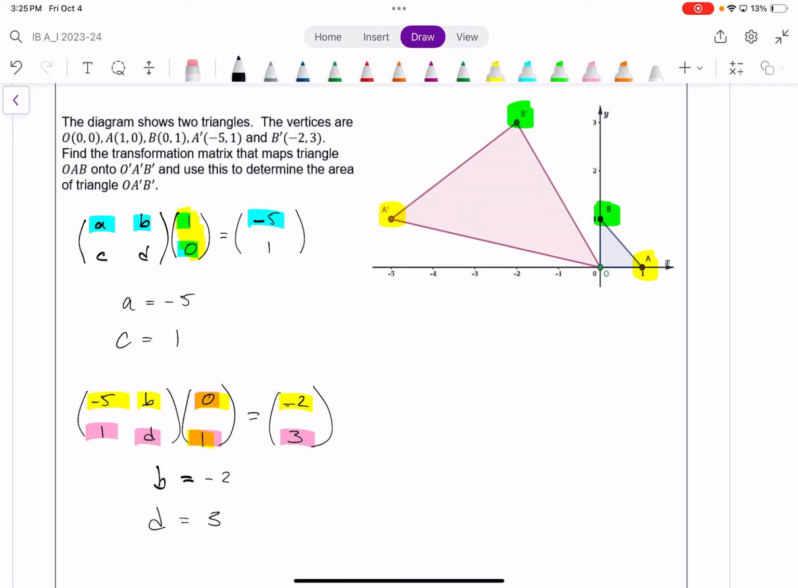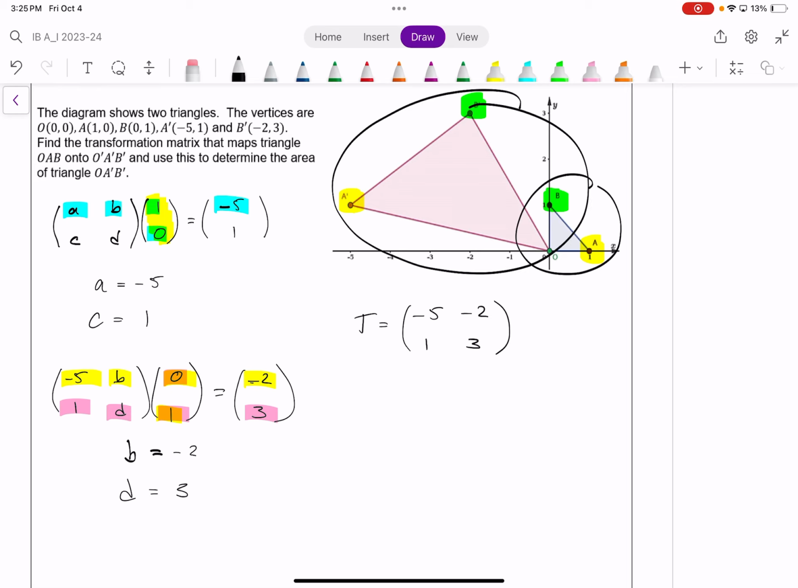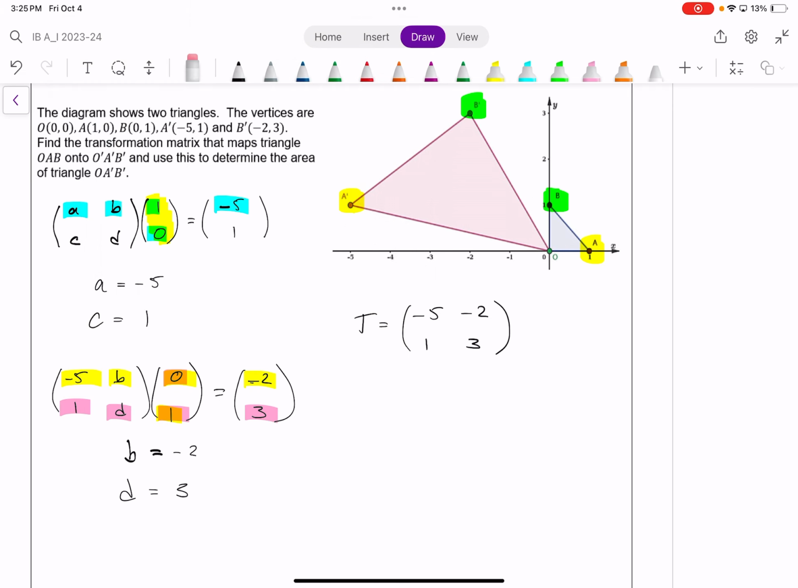And notice I now know my entire transformation matrix. So I'll just say T, my transformation matrix, I now know is -5, 1, -2, 3. And that will perform the transformation to go from here to here. Lastly, the question is, use this to find the area of that triangle. Now, we could find the area of the triangle using some fairly basic geometry, like the Pythagorean theorem, to find the height and the base and all that. However, if I just look at the small triangle, I can just see this has an area of 1/2.